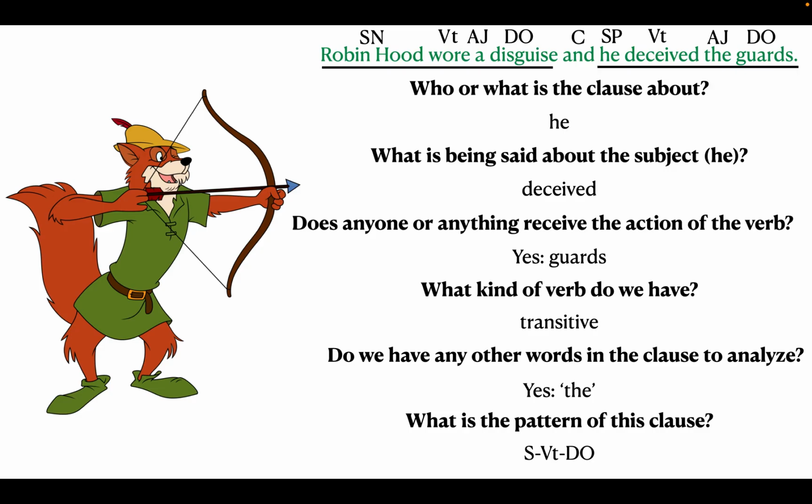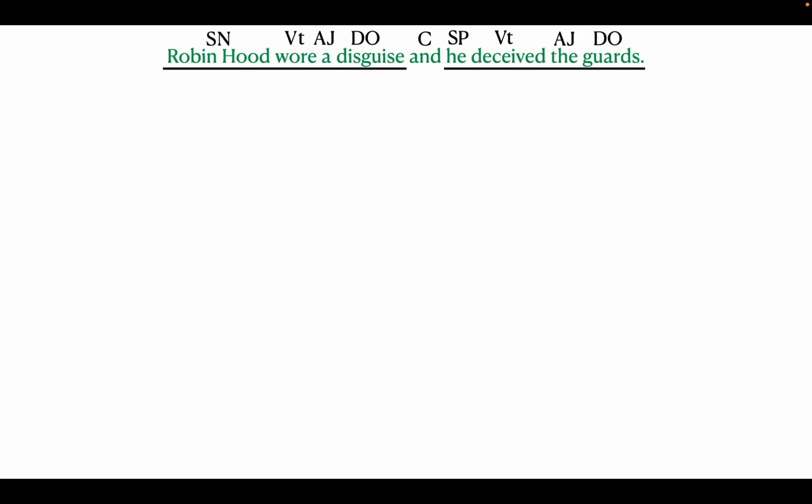SVT-DO. So for this sentence, we have two SVT-DO independent clauses, but they do not have to be the same pattern. They can be different sentence patterns and still make up one compound sentence. All right, so we are going to diagram for confirmation.